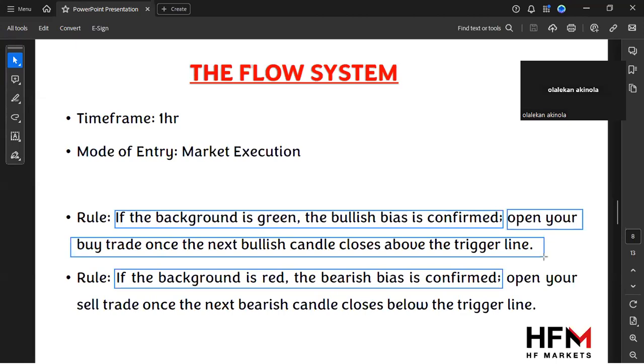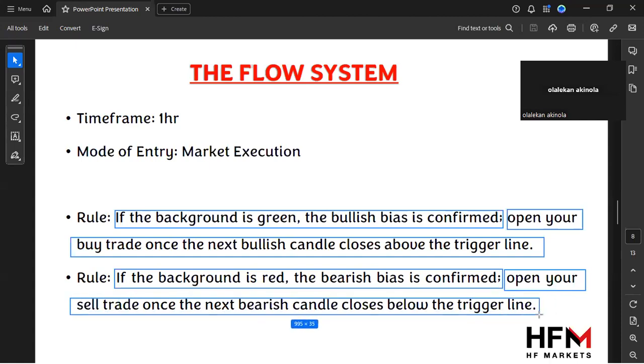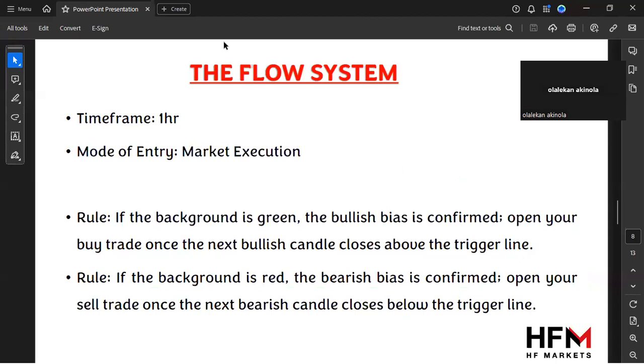It is important. And then for a sell, it is simply you looking forward to the next bearish candle closing below the trigger line. So you're expected to look for a sell when you've confirmed your bearish bias with a red background. When you find the next bearish candle closing below the trigger line, we expect you to look for an entry for a sell into the market. And let me tell you this, the flow system is something that can be bent to your own preference.